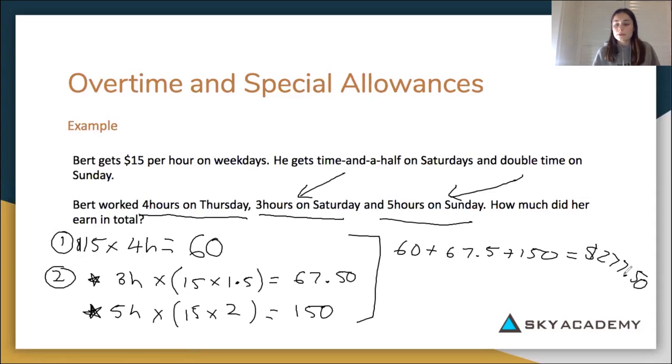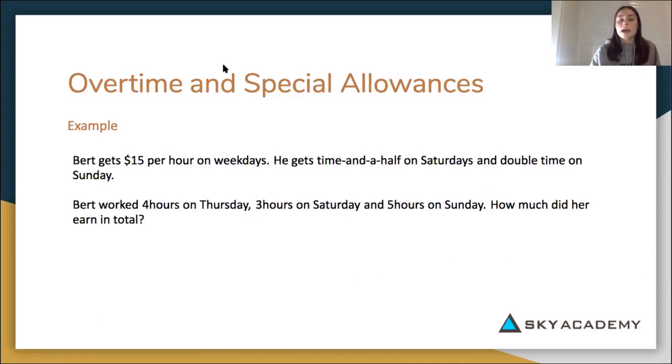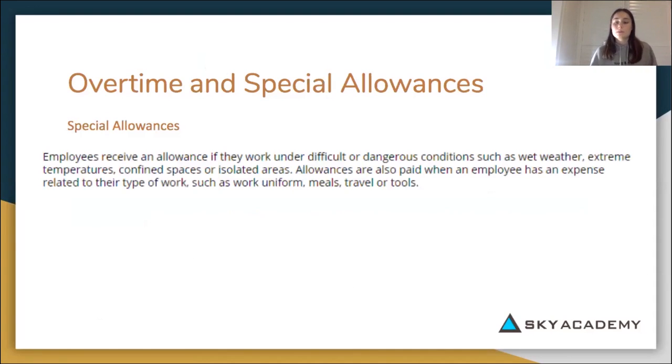Just quickly, there's one other thing we have to talk about in this video, and that's special allowances. A special allowance is given to employees who may work under difficult or dangerous conditions. For example, you could be the cleaner who cleans the windows on a skyscraper. Because you're hanging out on the edge of a multi-story building, it's dangerous. You could fall and you could injure yourself or die. And so they give you extra money because it's dangerous. So that's one special allowance.